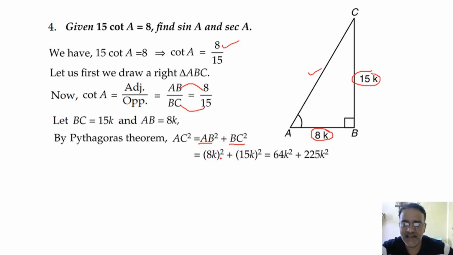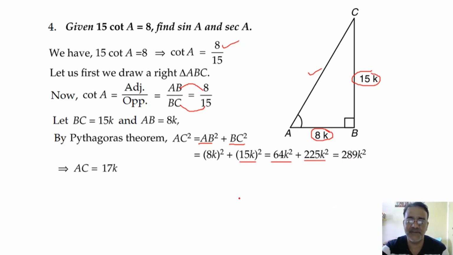So 8k square is 64k square, 15k square is 225k square. If we add up, we are getting 289k square. So what is the square root of 289k square? 17. Very good, 17k.